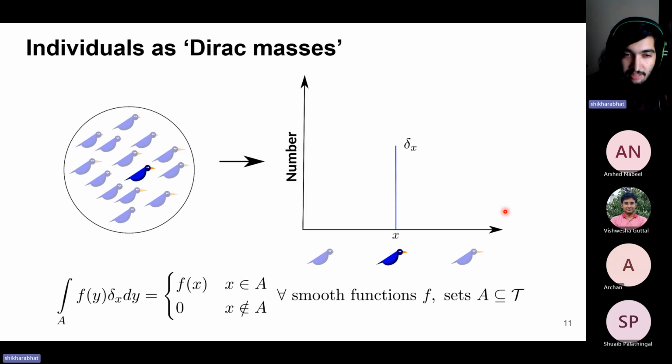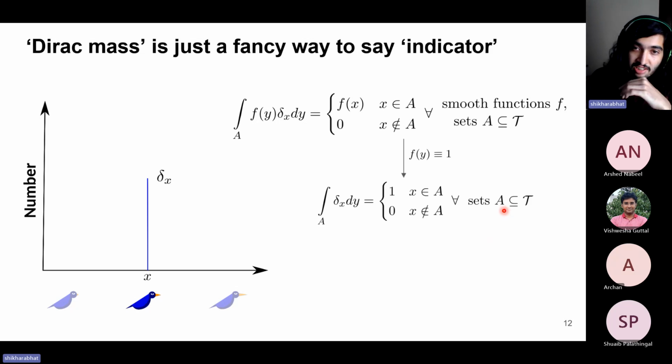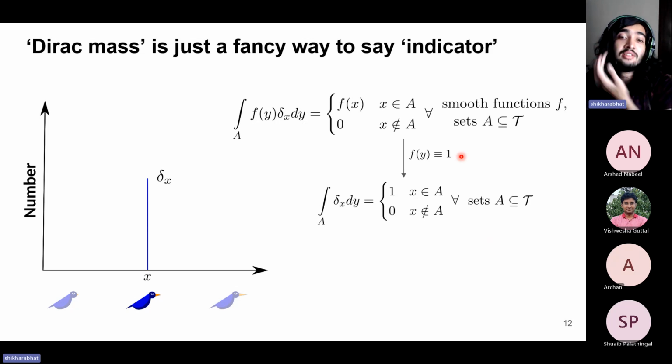Now, let's try to get some intuition for what this Dirac delta is. Sometimes people like to think of it as an infinitely thin, infinitely tall normal distribution, and this is valid, but I prefer to think of it as an indicator function. What does this mean? This means, for example, from the definition, since this is true for any nice function f, I can choose f to be identically equal to 1, which gives me that the Dirac delta integrated over a set A gives me 1 if the bird is in the set A and 0 otherwise.